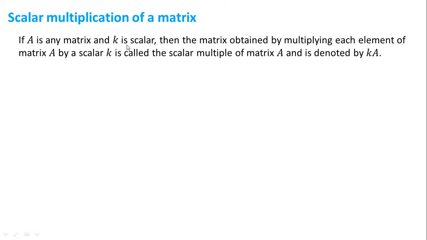In short, we have to multiply the given matrix by a given scalar, and that scalar is always multiplied with every element of the matrix. That is called scalar multiplication. Multiply the scalar quantity, any constant number, by every element of the matrix, and you will get a new matrix. That is denoted by K into A.